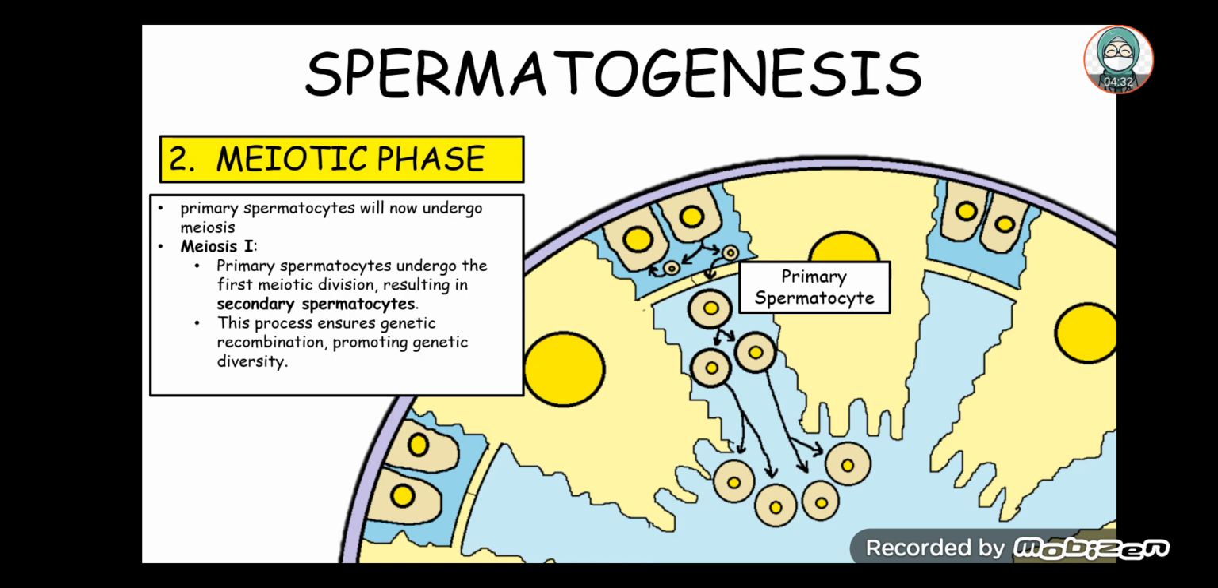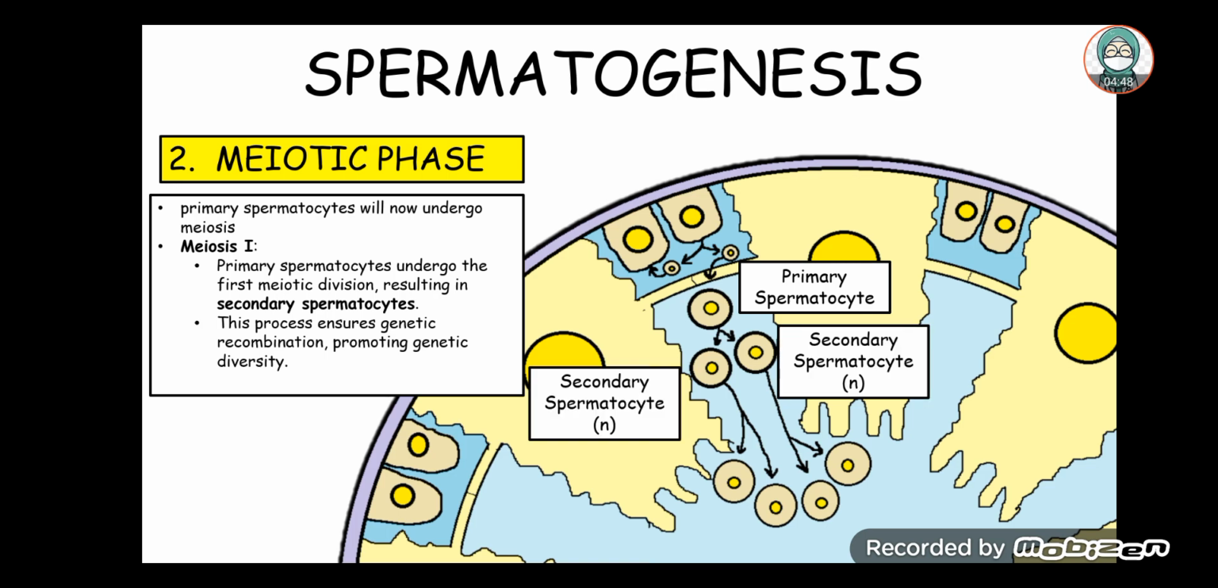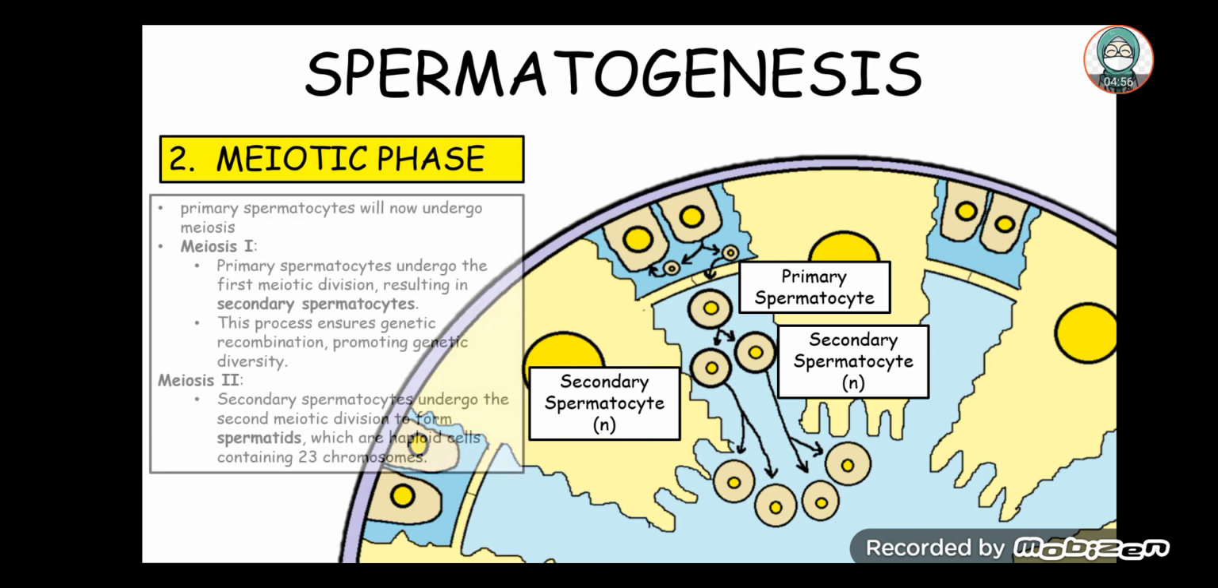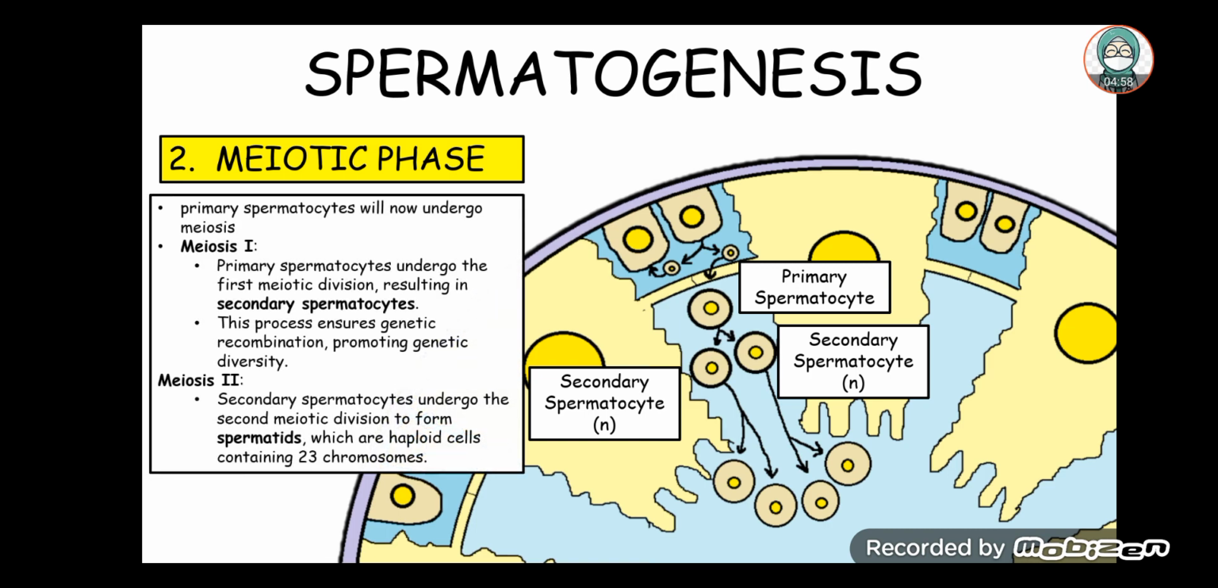In meiosis 1, primary spermatocytes undergo the first meiotic division, resulting in secondary spermatocytes. This process ensures genetic recombination, promoting genetic diversity, as there is crossing over in this phase. So at the end of meiosis 1, two secondary spermatocytes are formed from one primary spermatocyte. Then the next phase starts, that is meiosis 2.